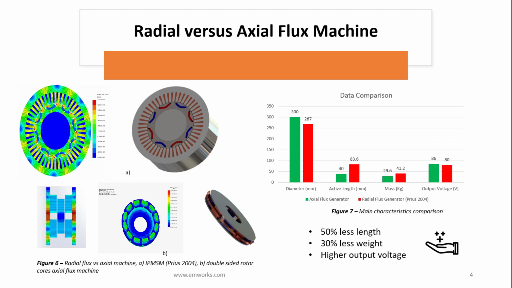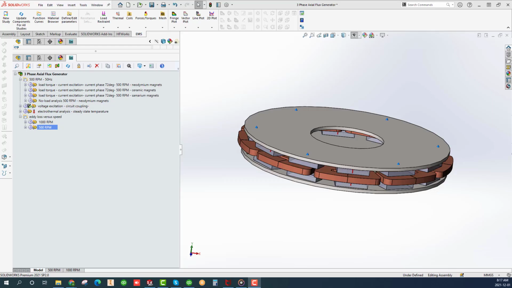In this webinar, we shall show you how to use EMS and SolidWorks to simulate an axial flux permanent magnet machine having a 24 poles double-sided rotors. Since EMS is an add-in to SolidWorks, the number one 3D CAD software, the creation and modification of the geometry is as easy as pie.